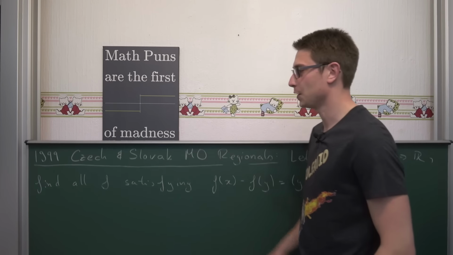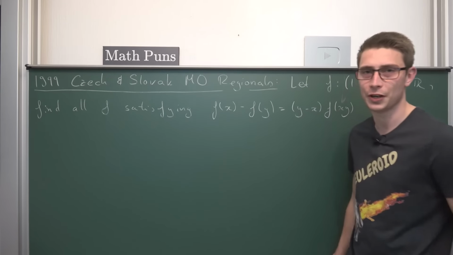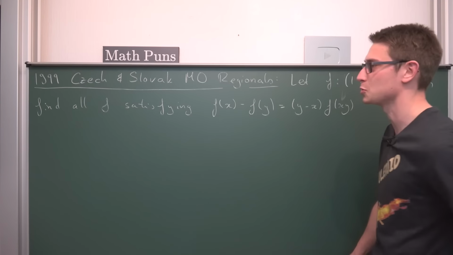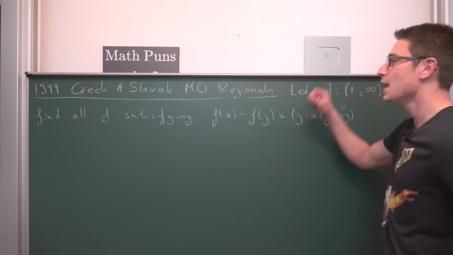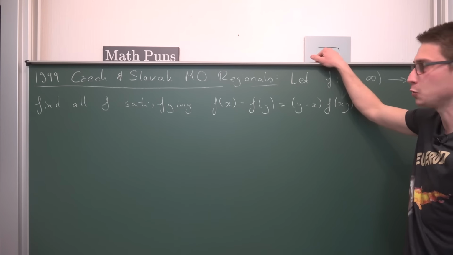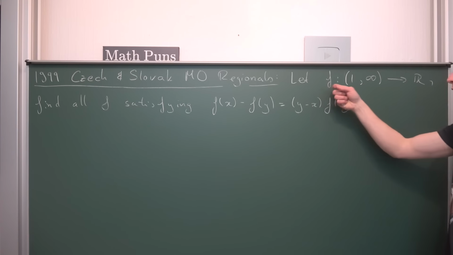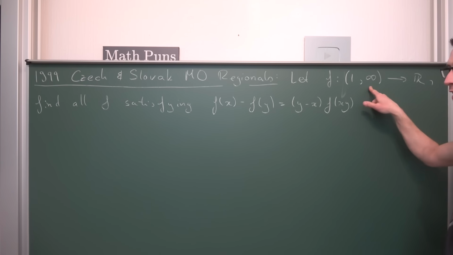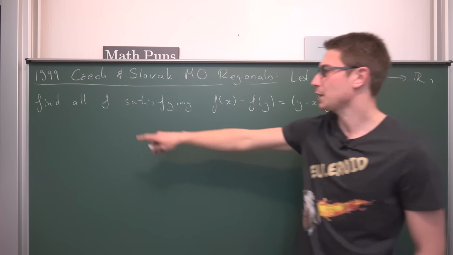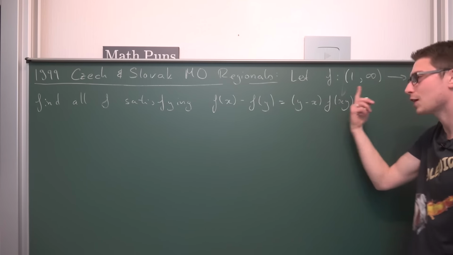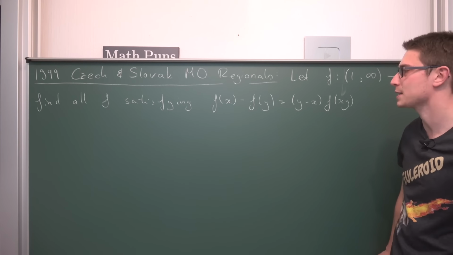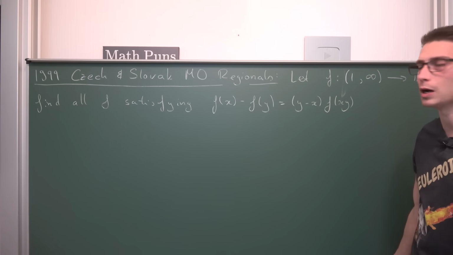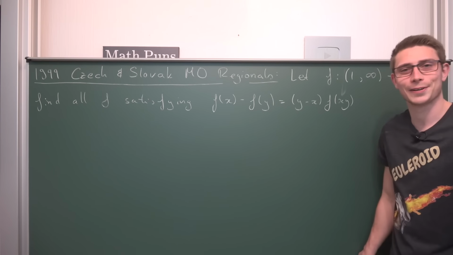Today, a quick one, or rather interesting one, from the 1999 Czech and Slovak, they are the neighbors to Germany, so at least the Czech Republic, mathematical Olympiad regionals. Namely, we have a mapping given, f goes from the open interval 1 to infinity to the real numbers, and we need to find all the functions f satisfying this functional equation right here, f of x minus f of y is equal to y minus x times f of xy. Yeah, and that's what we are going to do today.